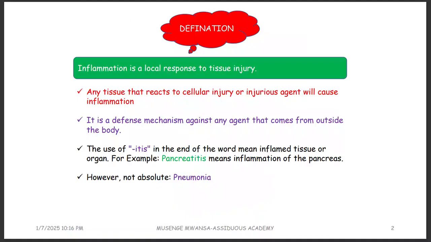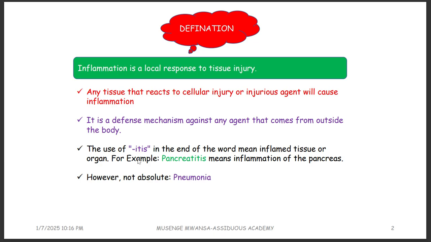The aim of that response is that when an injury happens, maybe there are microorganisms that can cause infection at that region. So white blood cells have to come in so that they can react to that cellular injury or to that injurious agent. It's actually a form of defense mechanism against any agent that comes from outside the body.